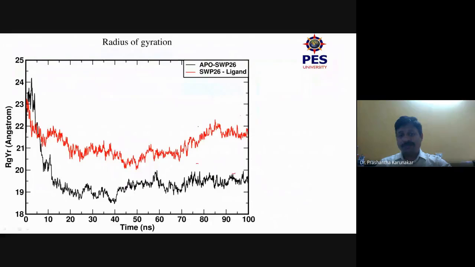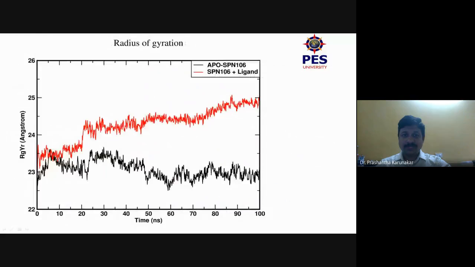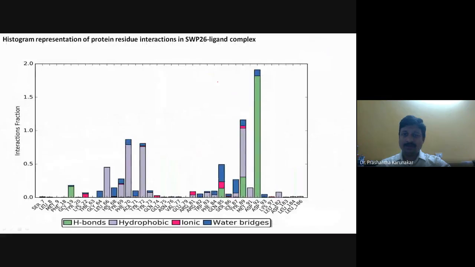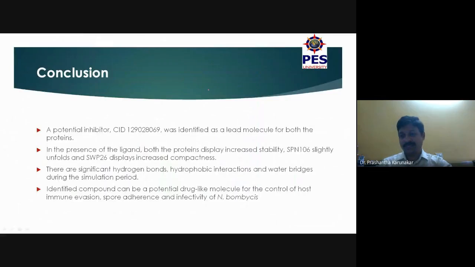Then we also performed this. This is with SWP26, and this is with SPN 106. So we have generated the plots for both SWP26 and SPN 106.